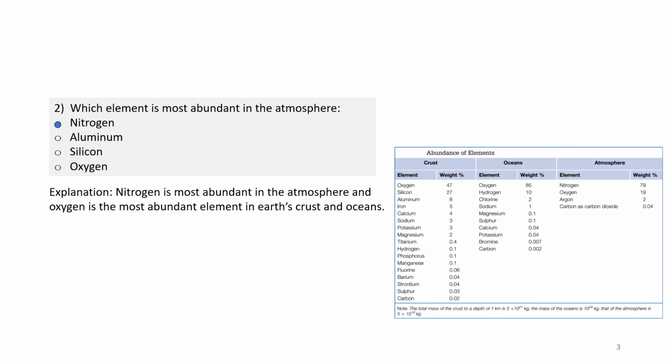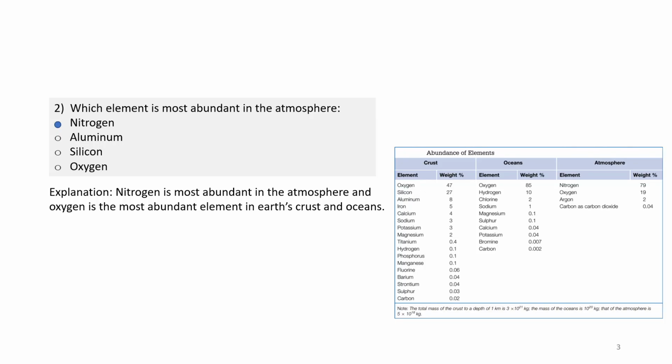So nitrogen is the most abundant in the atmosphere, and oxygen is the most abundant element in Earth's crust and oceans. So in oceans also you find hydrogen oxide. So oxygen has higher molecular weight. So comparing the weight percentage and volume percentage, oxygen will be more compared to hydrogen even.